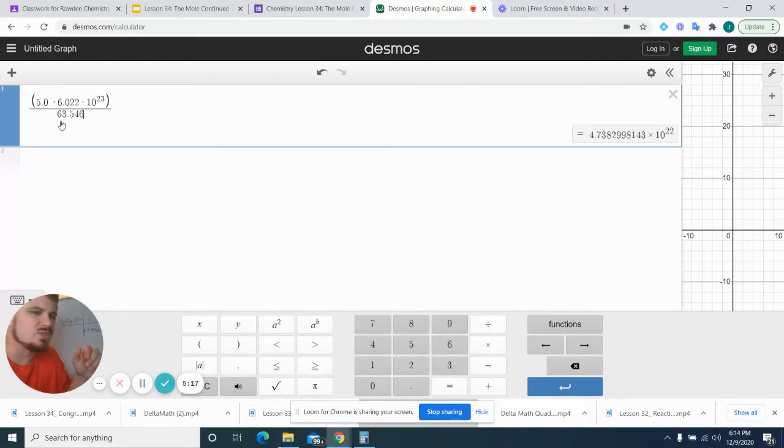This one's nice because it puts it on bottom. You can see it's doing the right thing. However, if you were typing it in a graphing calculator and you don't use parentheses, you might end up doing 23 divided by the 63. So you end up just messing with the exponent, and it could mess it all up. So here we do all this, and it figures it out for us. 4.74 times 10 to the 22nd.